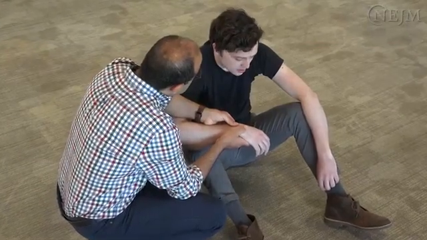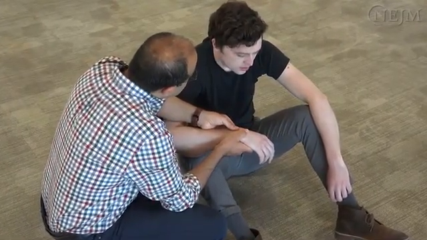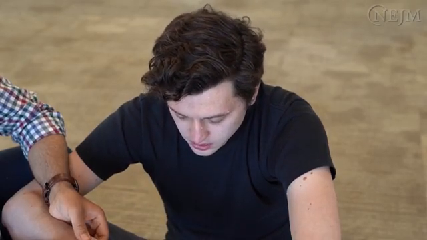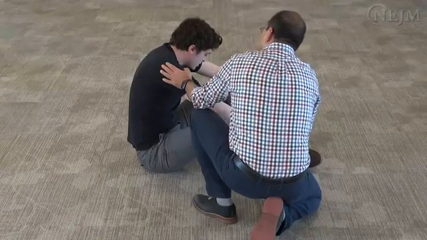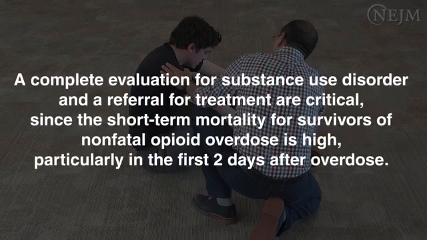After successful reversal of opioid toxicity, monitor the patient for complications such as opioid withdrawal, or rarely non-cardiogenic pulmonary edema, and maintain surveillance. Provide cardiovascular and respiratory support as needed. Obtain a complete patient history and conduct a physical examination to identify coexisting conditions or injuries. Patients with complications such as pulmonary aspiration or anoxic brain injury may require airway management and admission to an intensive care unit. A complete evaluation for substance use disorder and a referral for treatment are critical, since the short-term mortality for survivors of non-fatal opioid overdose is high, particularly in the first 2 days after overdose.